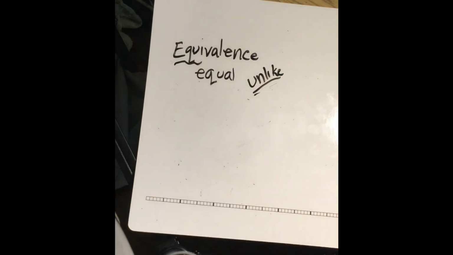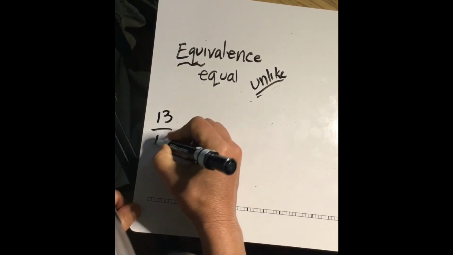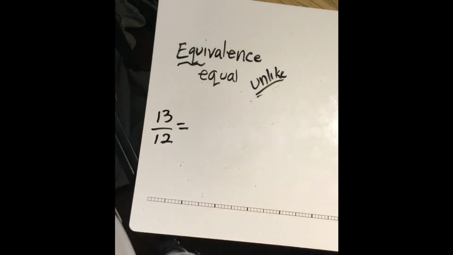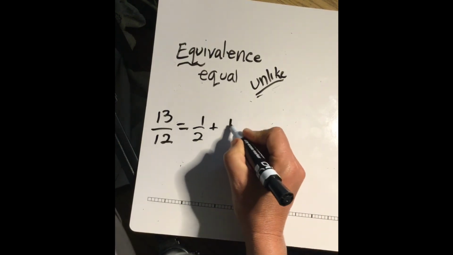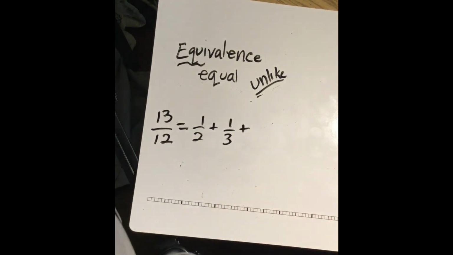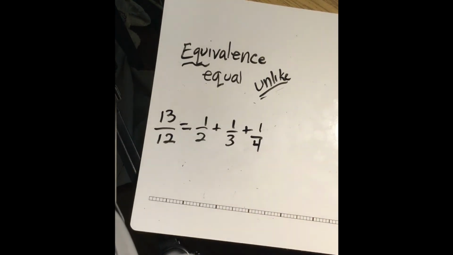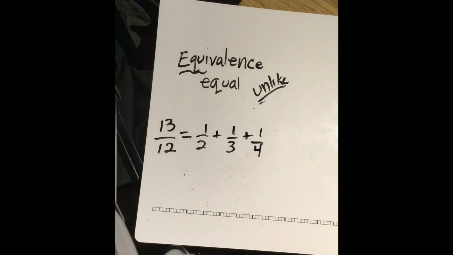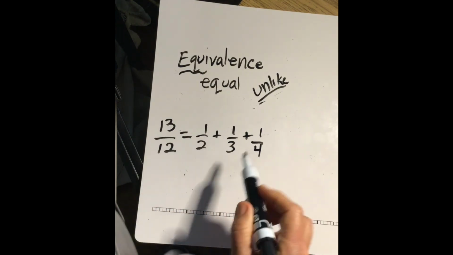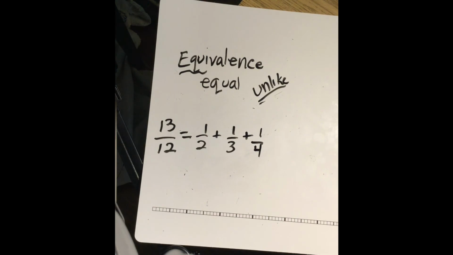And here we go. We're going to do 13/12 equals 1/2 plus 1/3 plus 1/4. All right, what do you do when you have a lot of numbers? Well, what you have to do is just think of all of it together. Is there a way to make a common denominator? So look at it for a little bit, and do you think you can make a common denominator?